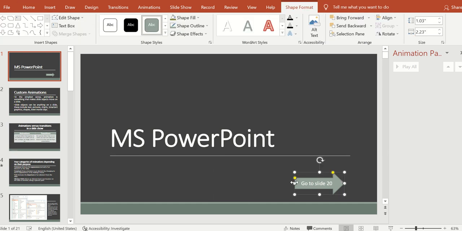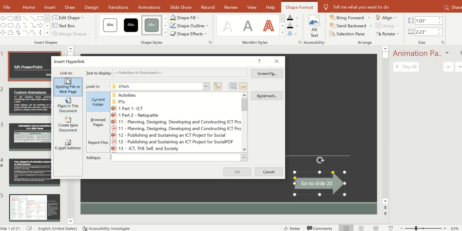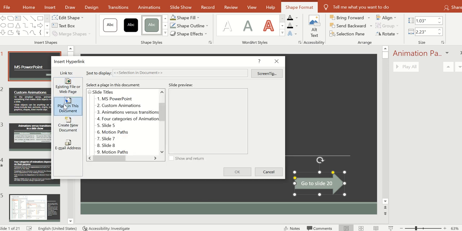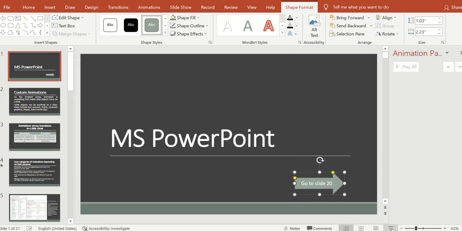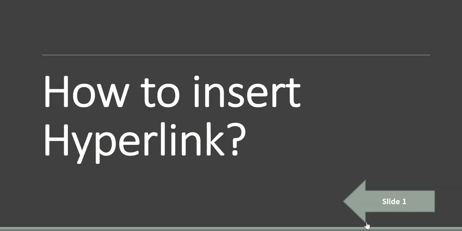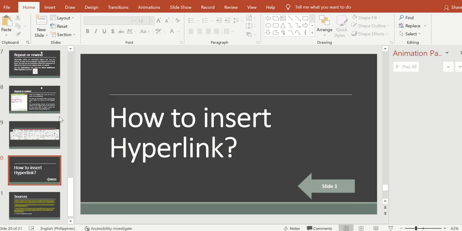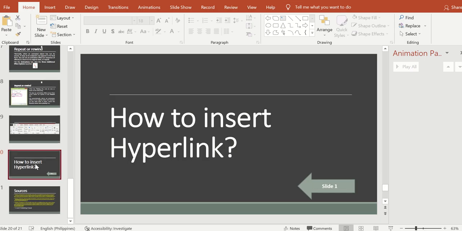So am I done? Not yet. I have to link. So how do I link, class? I have to link through place in this document. Then I'll look for slide 20 because I want to link it to slide 20. I'll click OK. When we play that, class, okay, let's say I want to go to slide 20 now. So it's here. I want to go back to slide 1. It's here. So I hope that's clear, class. Just navigate the rest. You can use any object and try to hyperlink.